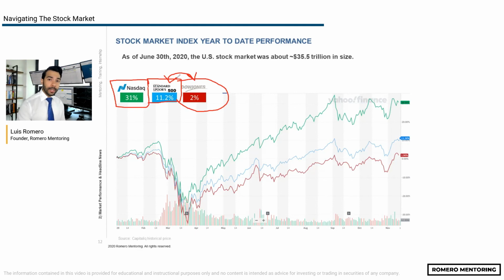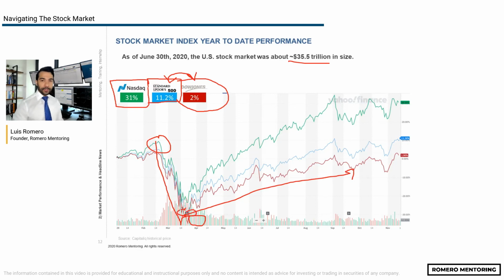Another important point to look at is the overall size of the US stock market, as of June estimated to be around 35.5 trillion. Okay, and this is after coming from a severe decline in March. See here, we declined sharply and then we recovered. Now, why did we recover down here? Well, this was, of course, due to the stimulus that was passed by Congress. I believe at the time they passed the stimulus, it was about $2 trillion.